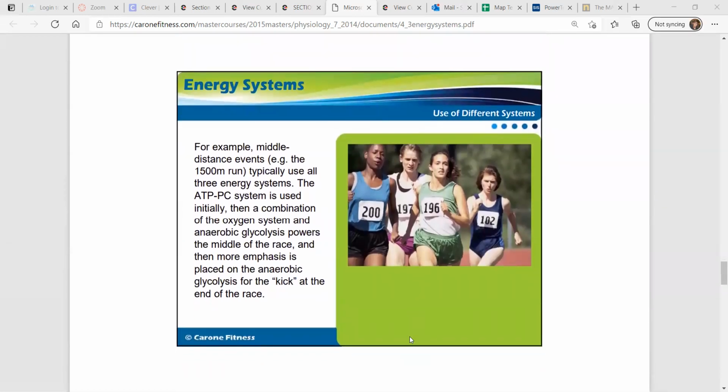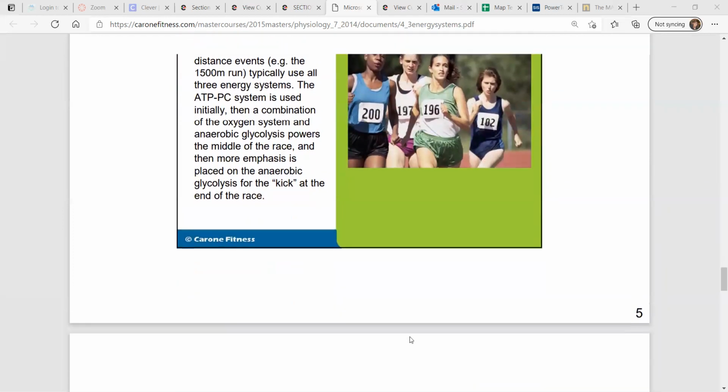For example, middle distance events, and middle distance is considered about 1,500 meters, which is very close to a mile, typically use all three energy systems. The ATP-PC system is used initially at the very start, then a combination of the oxygen system and anaerobic glycolysis powers the middle of the race, and then more emphasis is placed on the anaerobic glycolysis for the kick towards the very end of the race.